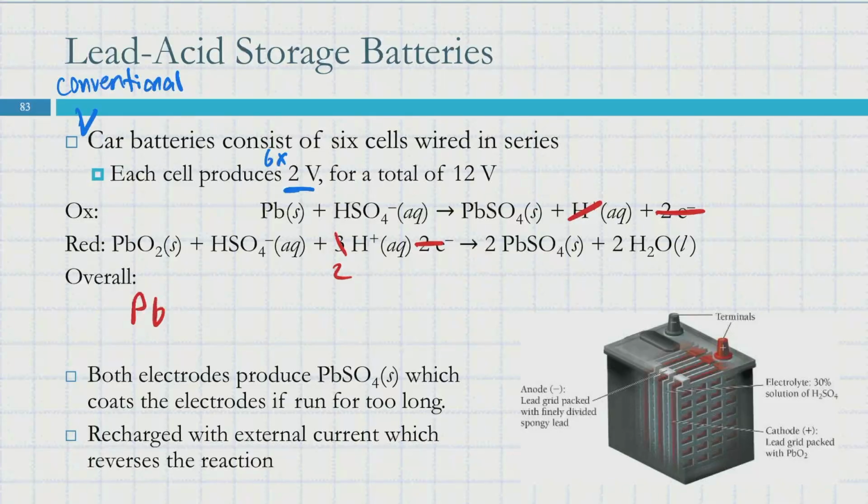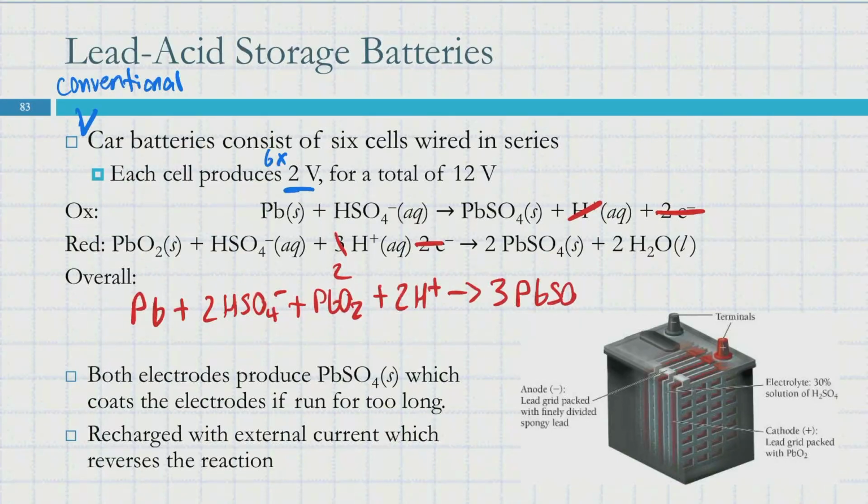So we've got lead plus 2HSO4 minus plus PbO2 plus 2H plus goes to 2 lead 2 sulfate plus 2H2O.